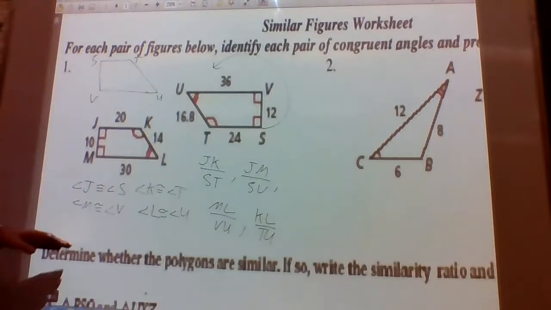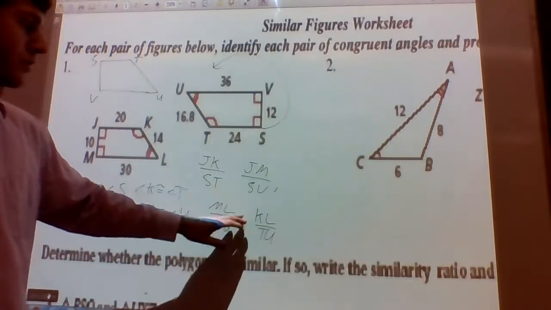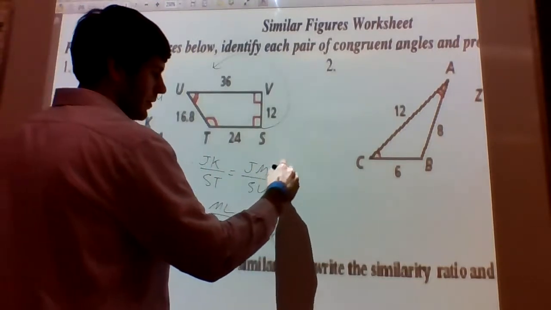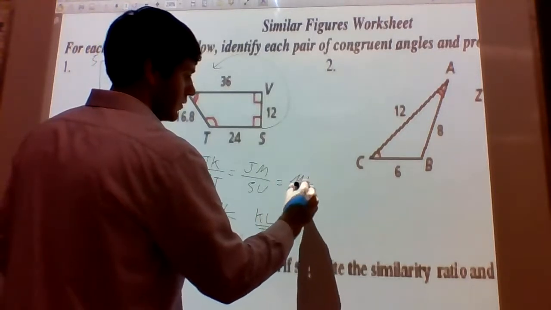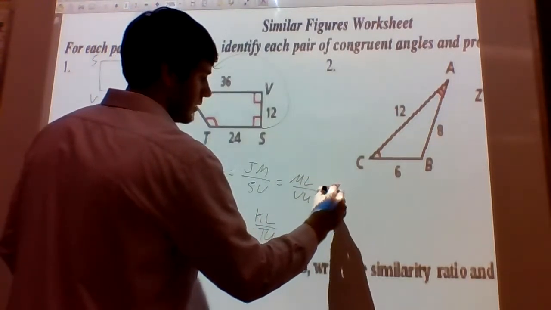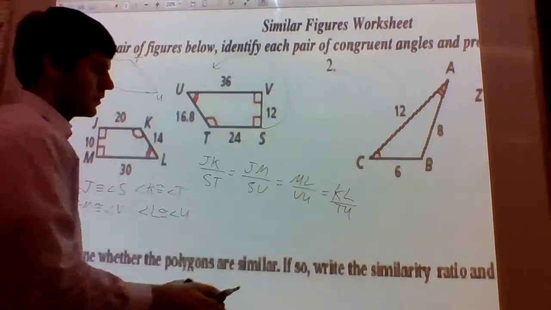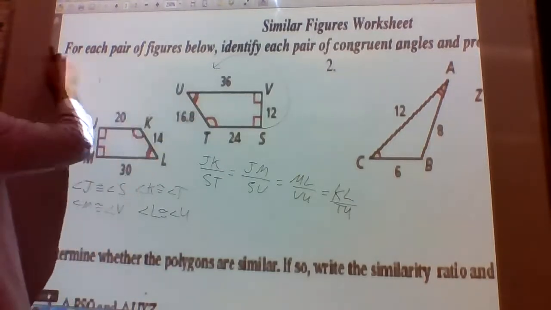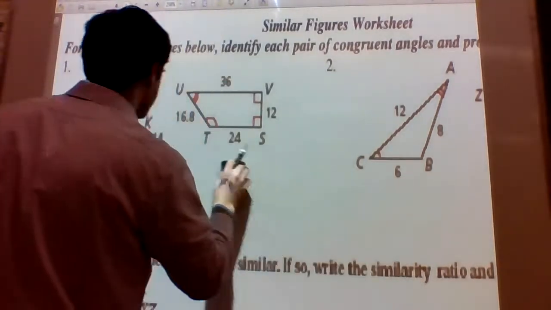Okay, so those are our 4 pairs of corresponding angles, and those are congruent. Here's our 4 pairs of corresponding sides, and these sides are proportional, meaning all these ratios are going to be equal: ML over BU, KL over TU. Okay, so there's our proportions. Here's our congruent angles. Okay, number 2 is the same thing.